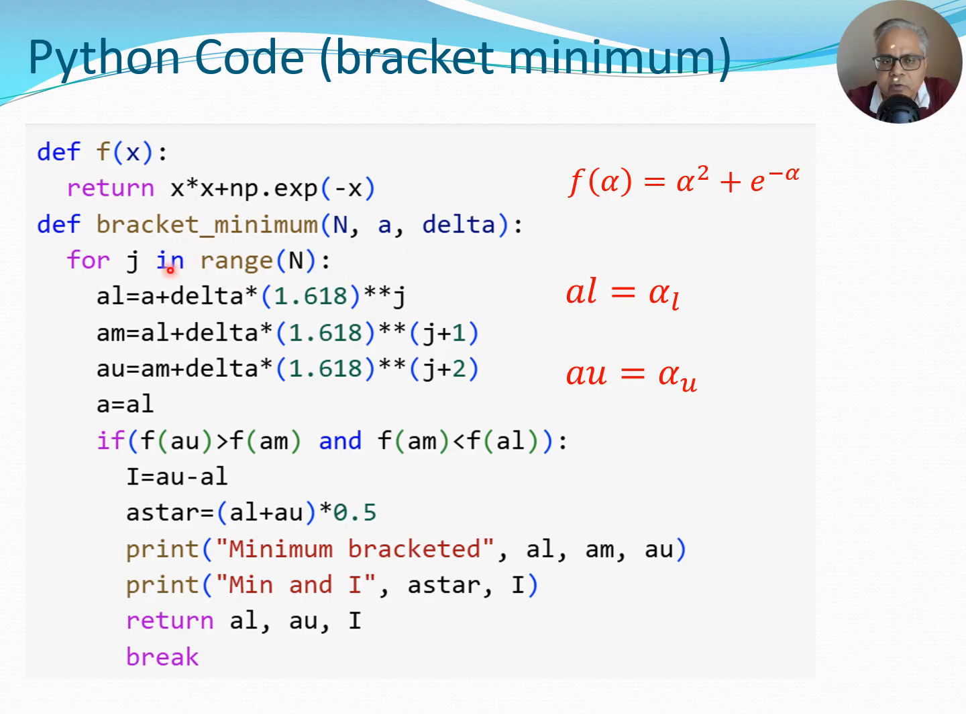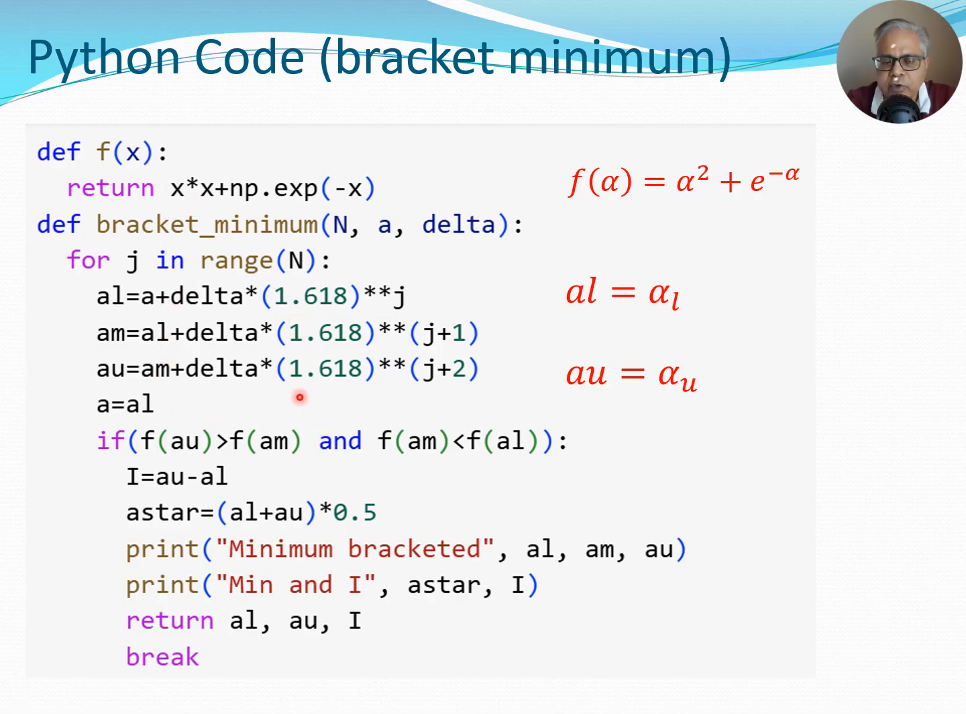Here what I do is I go from j is 0 to n, and I calculate these values of the lower point, the middle point, and the upper point. And you remember the formula we were using, that is delta into 1.618 to the power j, and essentially you have to sum this up over all the values.